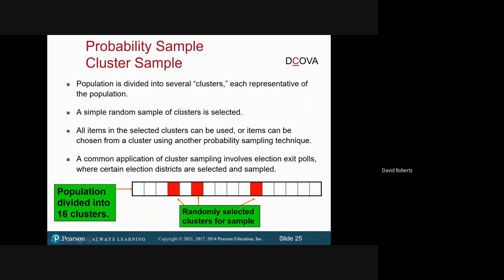Clustering, all right? In this case, you can see you break the group into clusters, and then select randomly from the clusters. So in this case, you divide it into 16 clusters, and you randomly pick, in this case, 3 of them. The 4th one, the 6th one, and I believe that's the 11th one from the left.